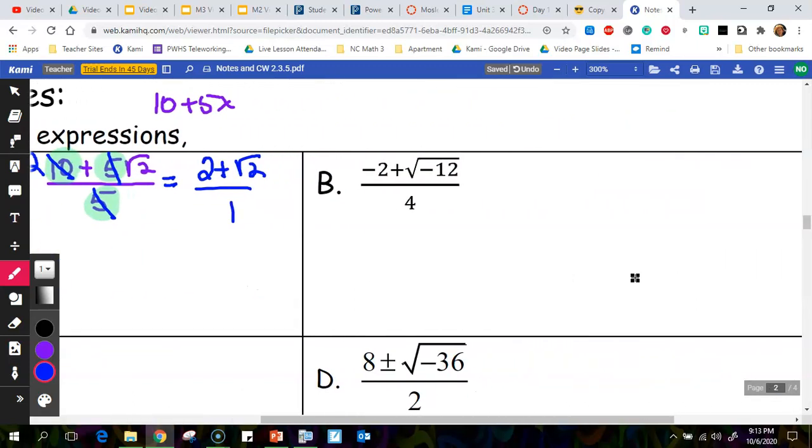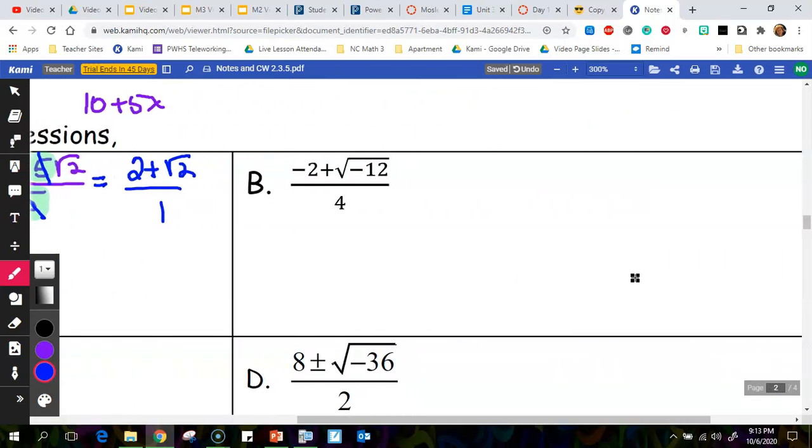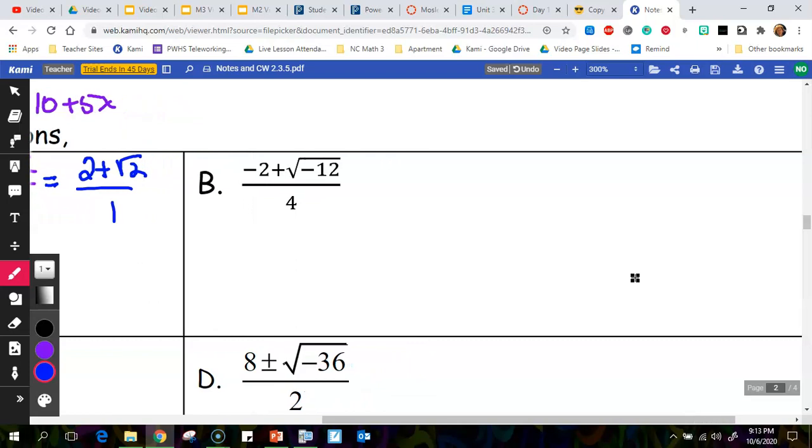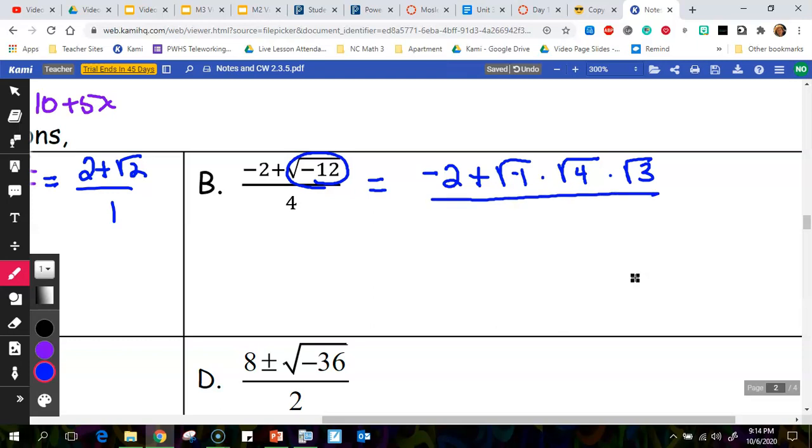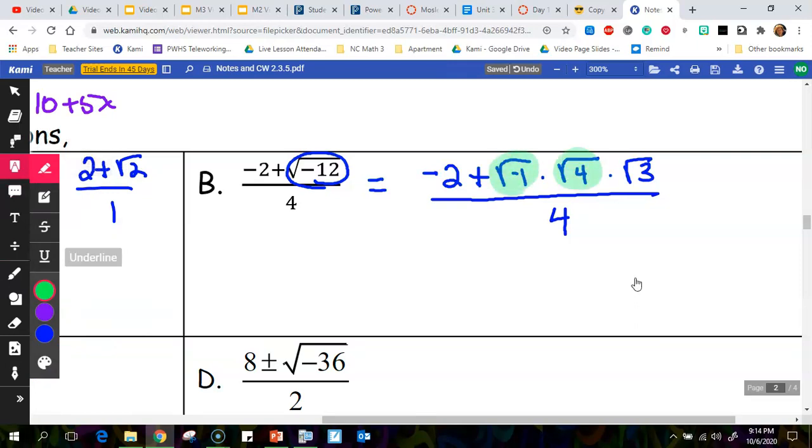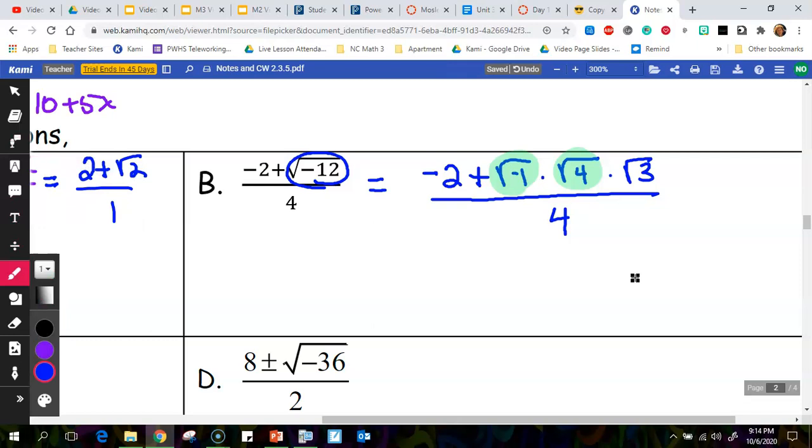Let's look at B. Okay, so this one's going to be imaginary because I can see I've got that negative under the radical. So let's break this down. Let's rewrite negative 2 plus, and then we're going to change the root negative 12 to root negative 1 times root 4 times root 3. Then my 4 is down there. So what can be taken out of the radical? This and this, okay? So we're going to be left with a root 3 in the numerator.